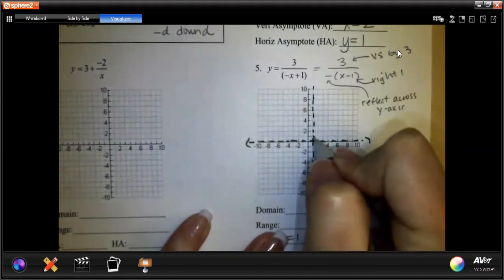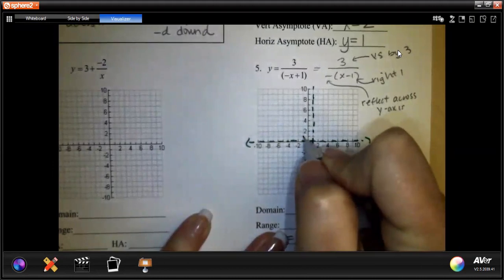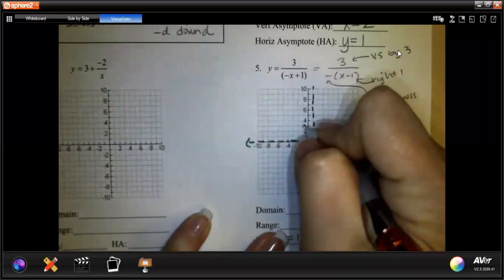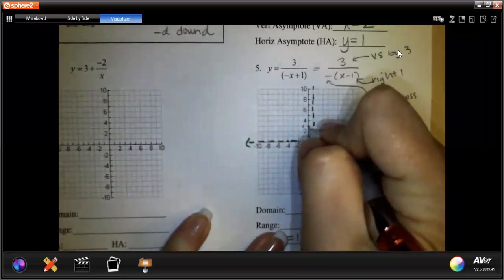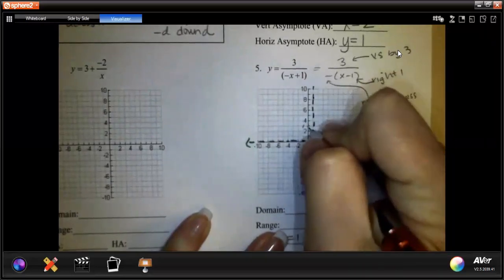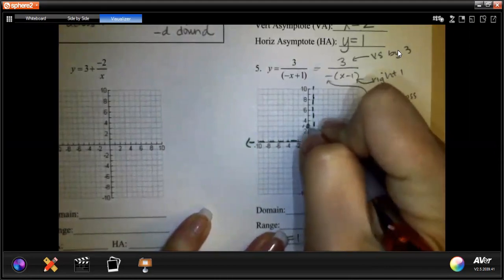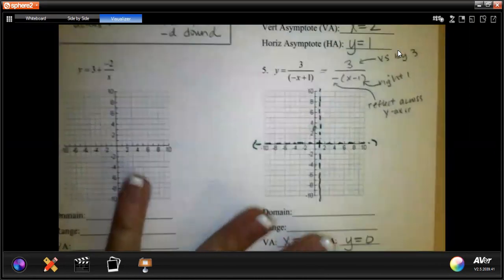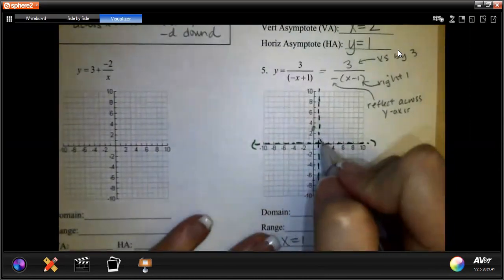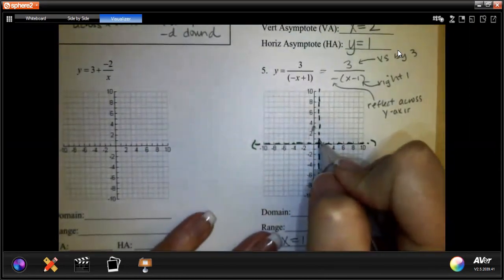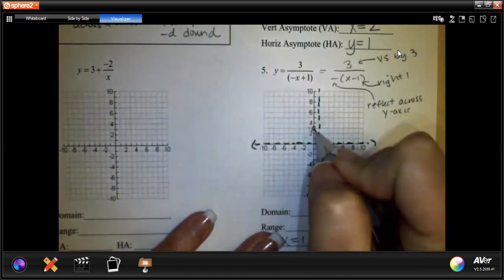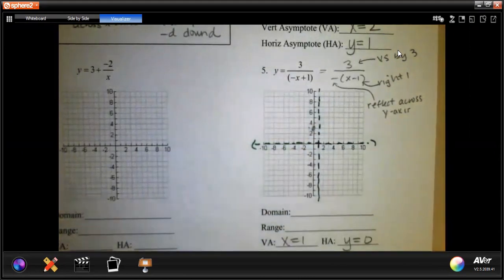The point that was at 1, 1, I reflect across the y-axis, and then I stretch it by 3, and then move it to the right one. So it should be right here at 0, 3. All right, so again, at 1, 1, we reflect it across the y, we stretch it by 3, and then we move it to the right one, and so there's our point. And again, I made a mark by mistake there.